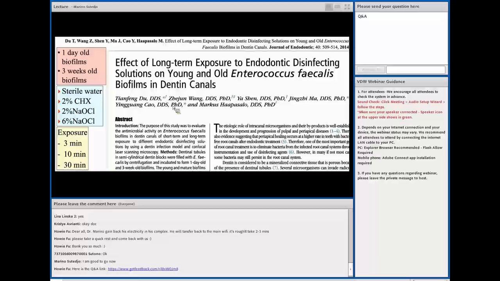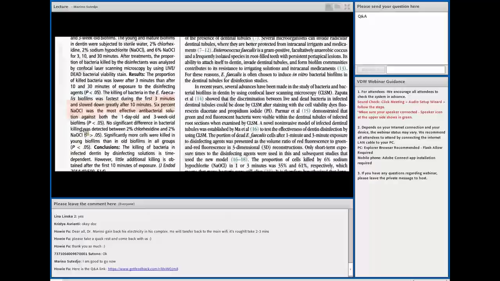This is important. Why? Because time also works together with the volume in order to have efficiency of our irrigation solutions. But what I want to highlight is a very nice research from Markus Haapasalo and his team. They did research on 1-day-old biofilms and 3-week-old biofilms, and they used sterile chlorhexidine and sodium hypochlorite at 2% and 6%, with exposure times of 3 minutes, 10 minutes, and 30 minutes. For sure, the answer was clear. 6% was the most effective.